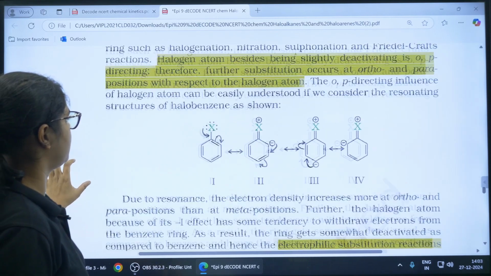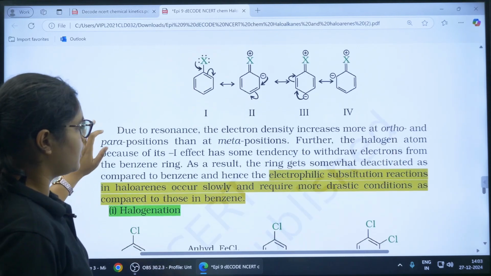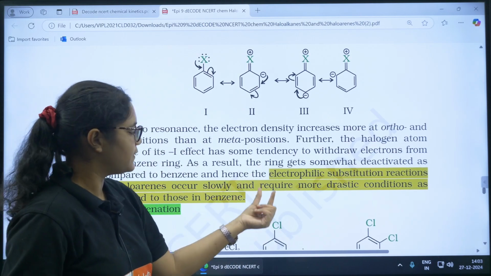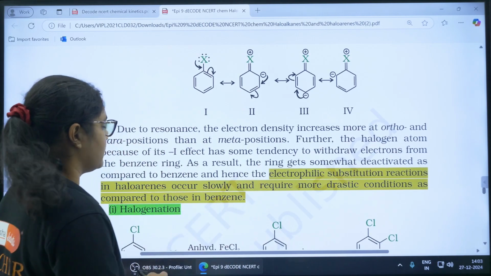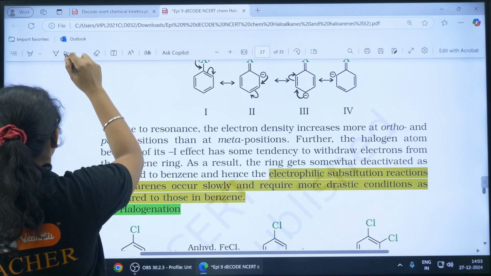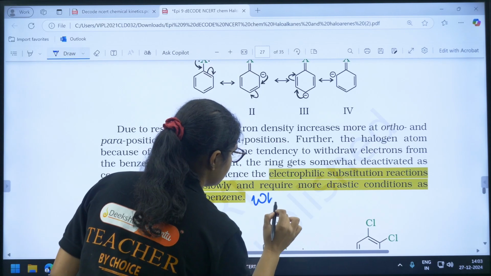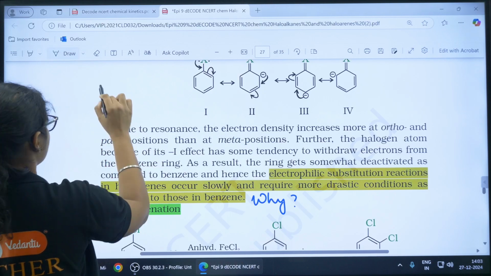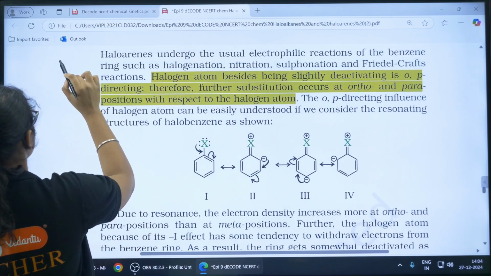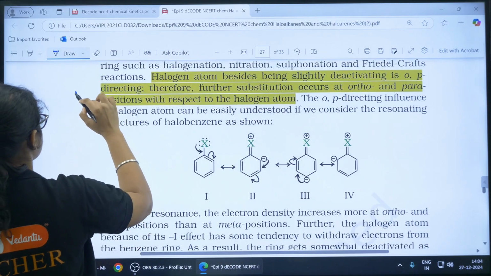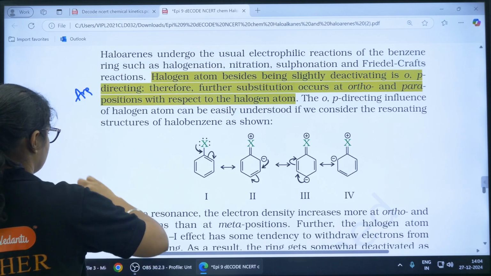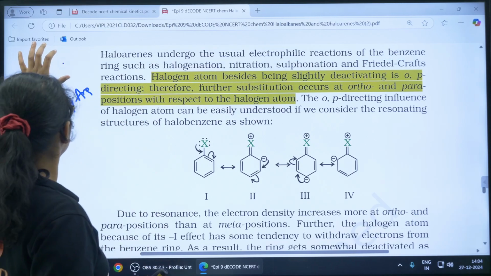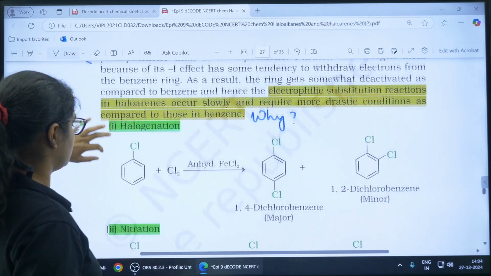One question can be framed from here, that electrophilic substitution reactions in haloarenes occur slower compared to benzene. Okay, why? So if this is the statement, and the question is why, then what will be the answer? I think all of you will be knowing by now. The answer will be this one. Okay, this is the answer for this particular why. Clear?